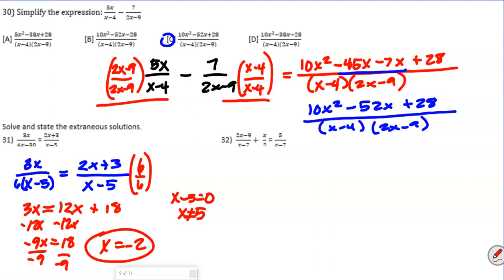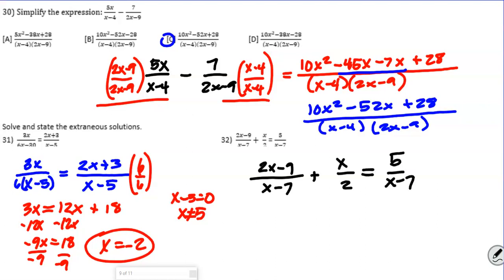So on the next one, I don't know why I can't see it all. I guess I didn't clip it very well. So I'm going to go ahead and write it here. So I've got 2x minus 9 over x minus 7 plus x over 2. And that equals, I don't know what's going on with my pen again, 10 over x minus 7.